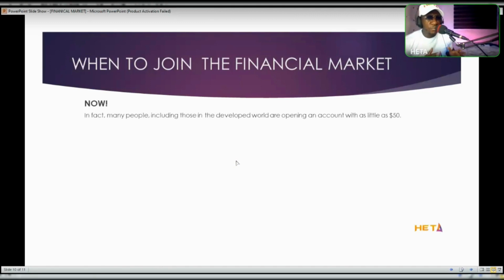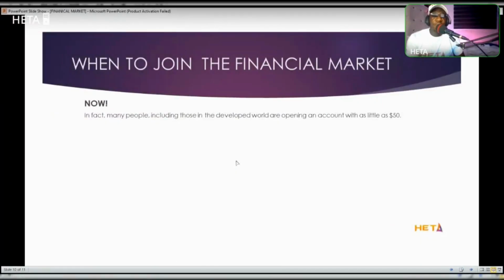Many people, including those in the underdeveloped and the developed world powers, are opening accounts with as little as $50. I think with the current exchange rate, we have naira at $750 per dollar right now. So apparently, $50 is going to cost you almost 40k naira, so like 37.5. So people are actually setting up accounts in all these places with as little as 50 bucks, right? Which is about like that 7.5 here.